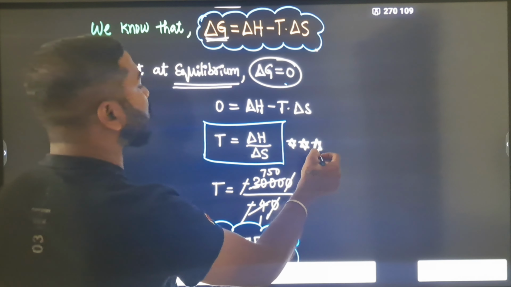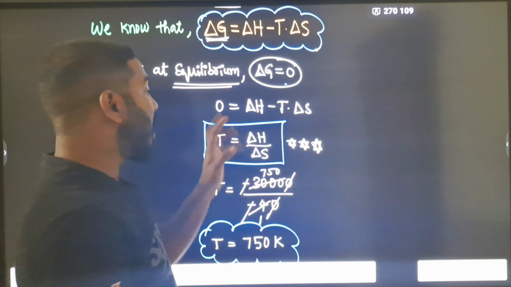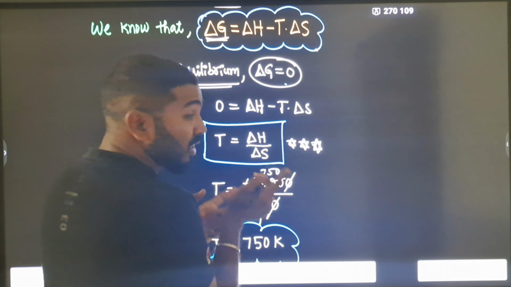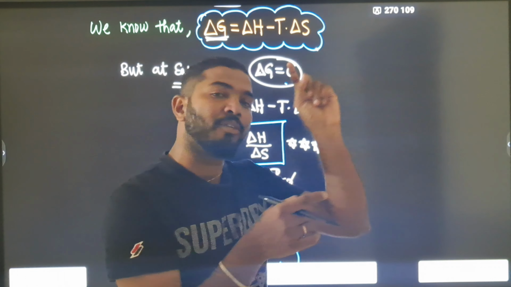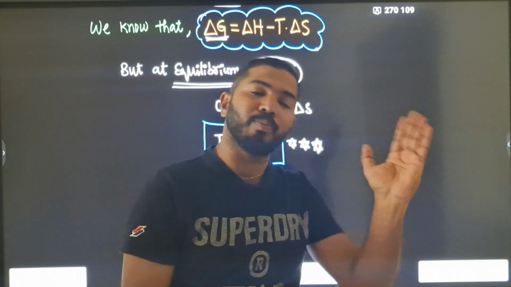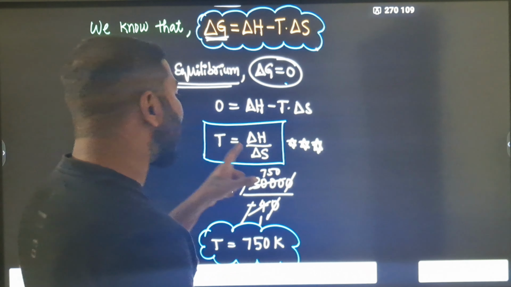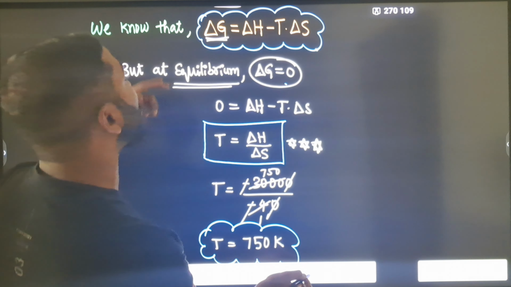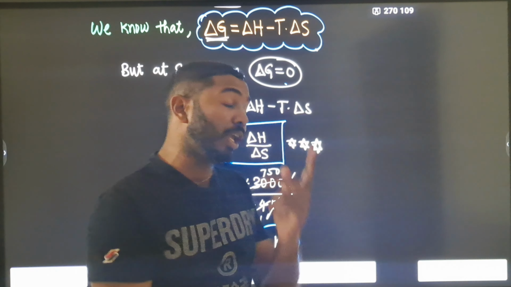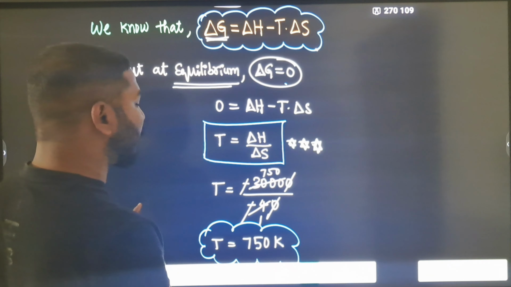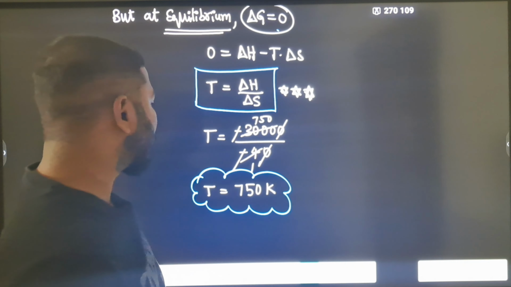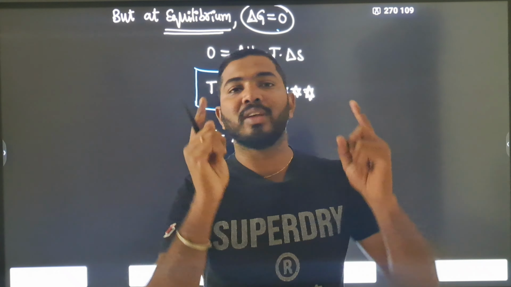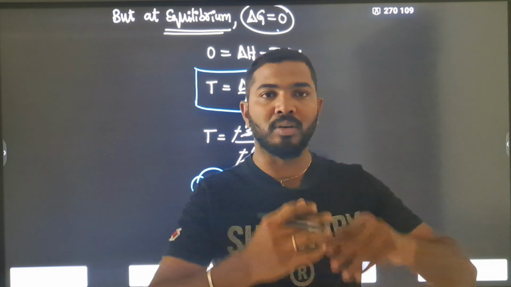T is equal to delta H by delta S. Delta H is given as minus 30 kilojoules, but delta S is in joules, so please convert it to joules: minus 30 into 1000, minus 30,000, divided by the delta S we just got, minus 40. By dividing those two values, temperature is equal to 750 Kelvin, and that's our answer. We need to go with 750 Kelvin among the given four options.